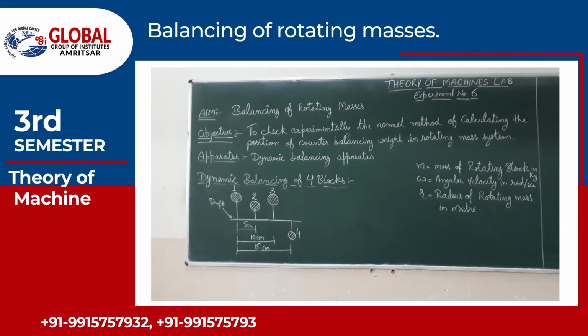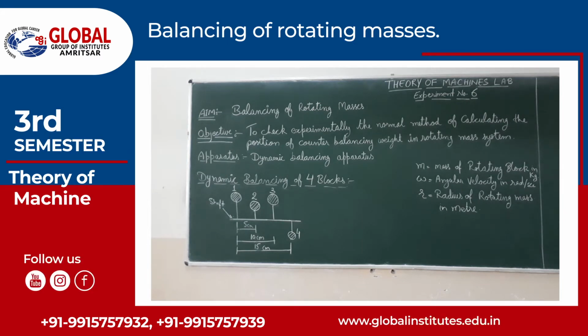Today we perform the sixth experiment, balancing of rotating masses. The objective of this experiment is to check experimentally the normal method of calculating the position of the counterbalancing weight in a rotating mass system. The apparatus used in this experiment is the dynamic balancing apparatus.